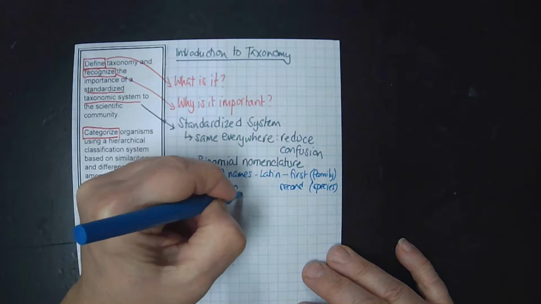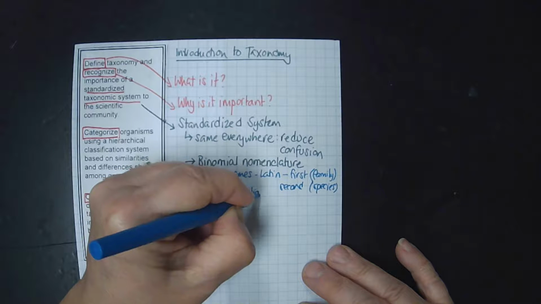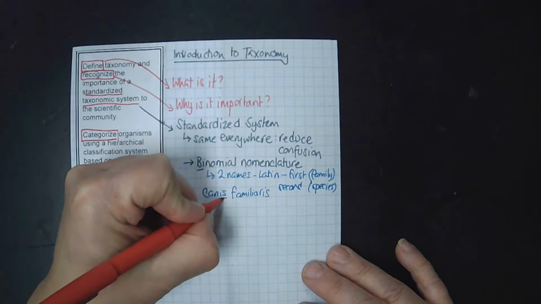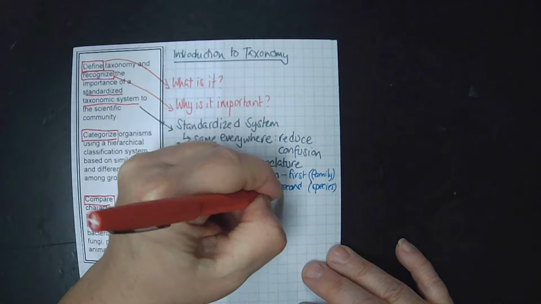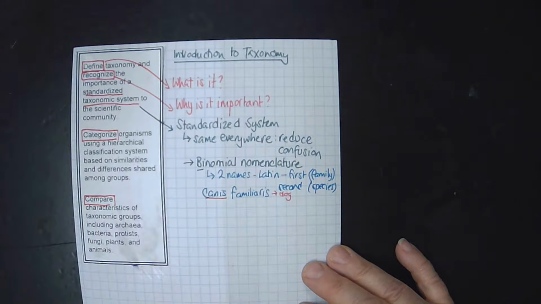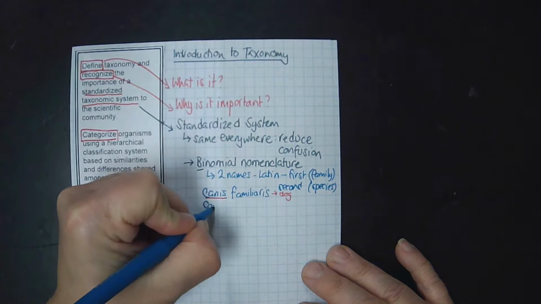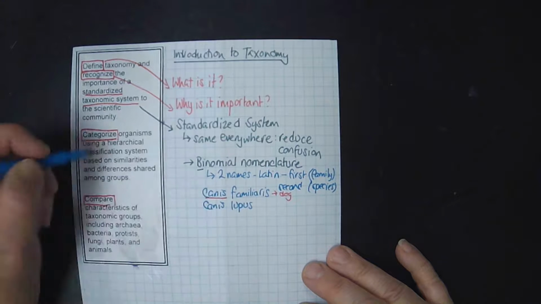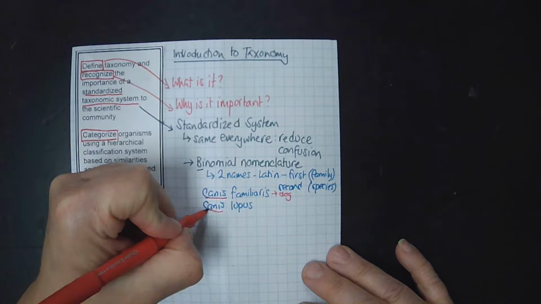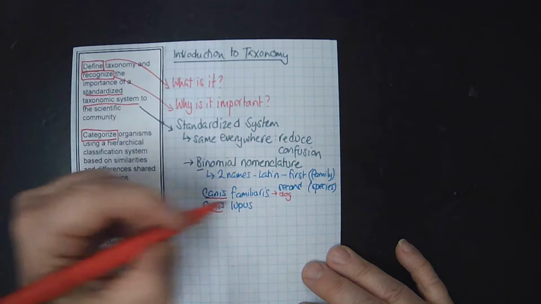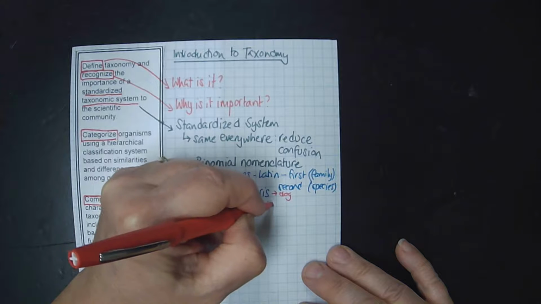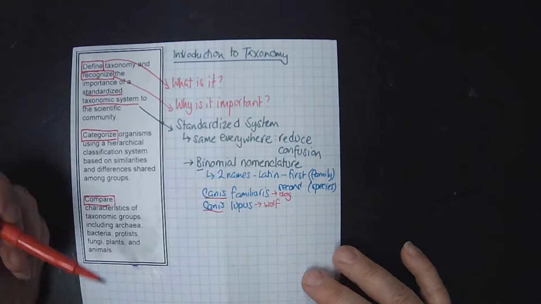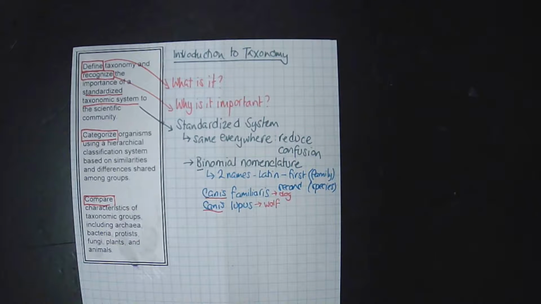So, for example, Canis familiaris. Canis is the family name, okay? And this is a dog. Canis lupus. You see it has the same family name, but it has a different species name. This is a wolf. That tells me that dogs and wolves are very closely related. Okay, so that's the first one.